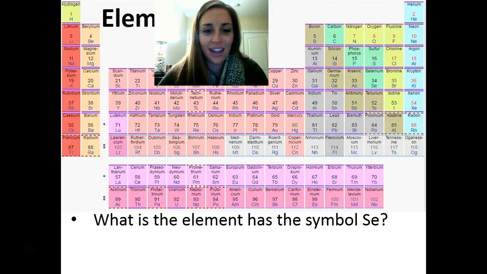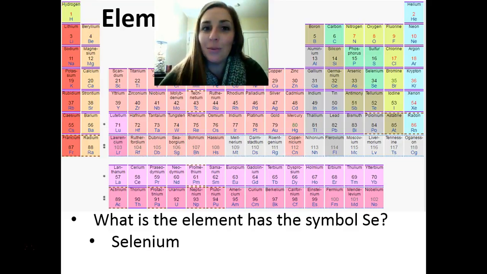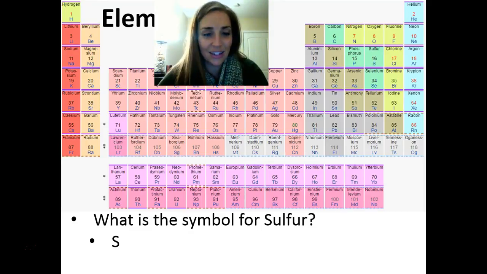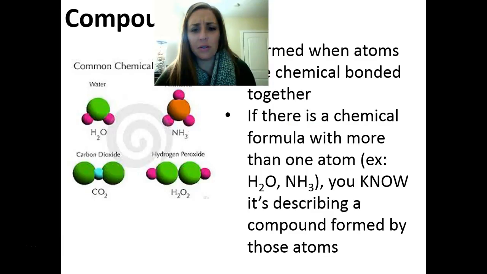Okay. What element has the symbol Se? So freeze it, find it. Did you guess selenium? Because if so, you are right. Moving on. What's the symbol for sulfur? We went over that a second ago, so hopefully you know it. Freeze. S. Sulfur.